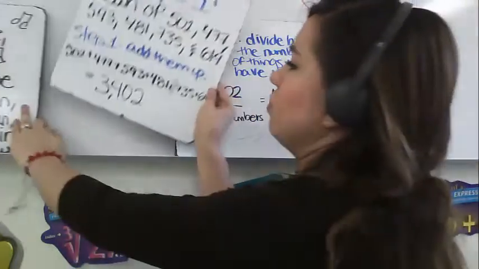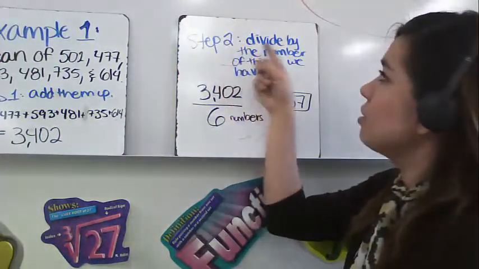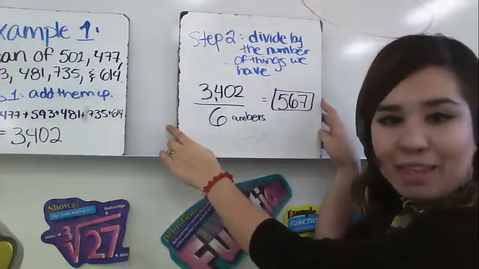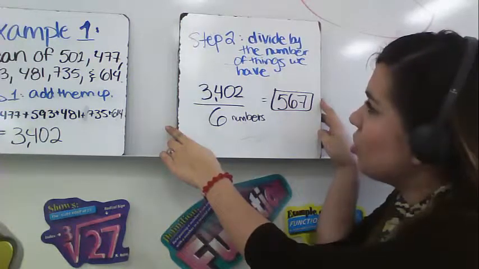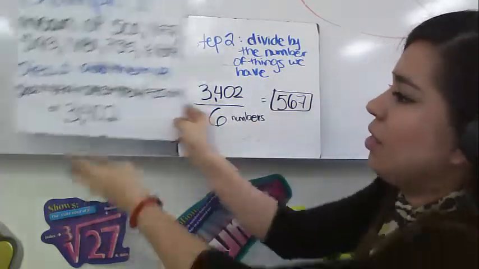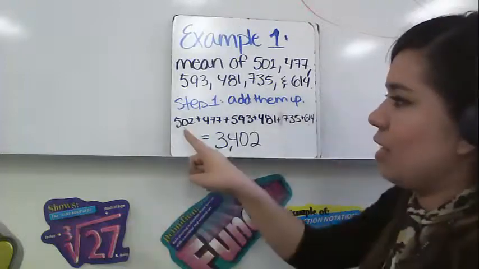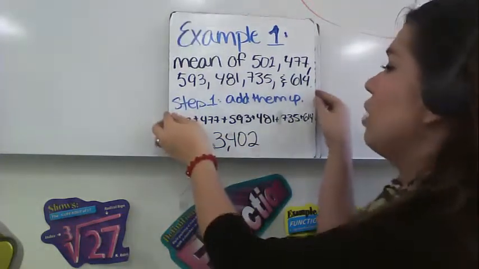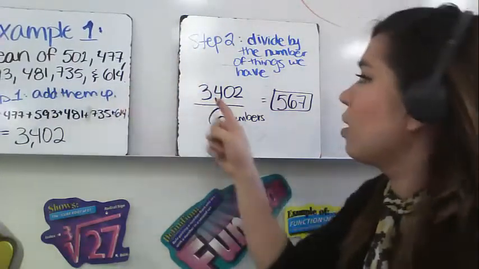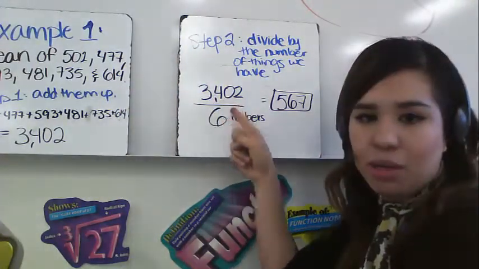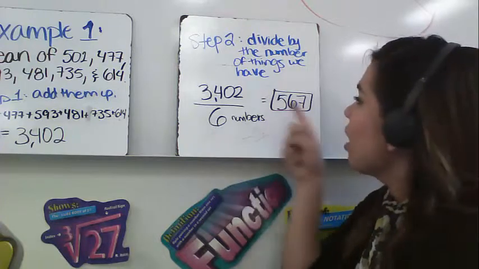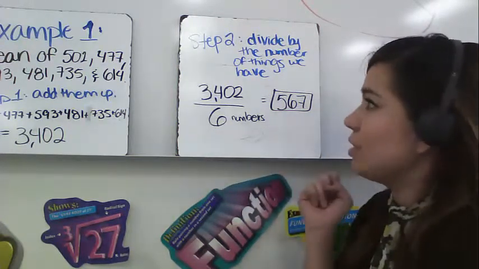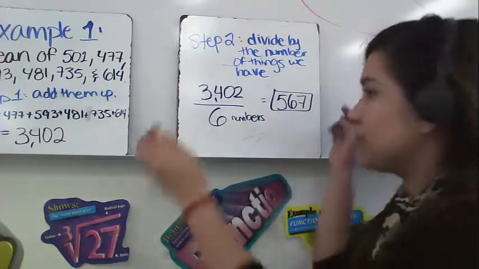Step 2. My second step is going to be to divide the number by how many things I have. In this case, if I counted how many numbers I had, 6. So all I did is I counted 1, 2, 3, 4, 5, 6. I have 6 numbers. That's what I need to divide by. So I divided the sum by how many things I have, and I got 567. This is the average for all of those numbers.